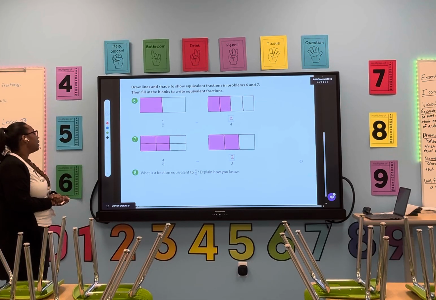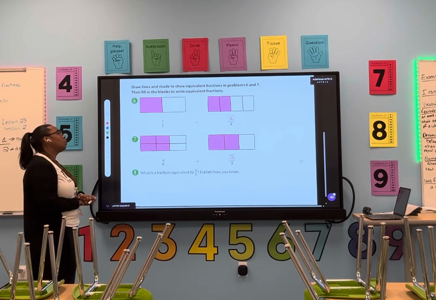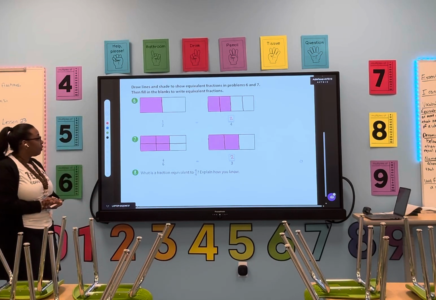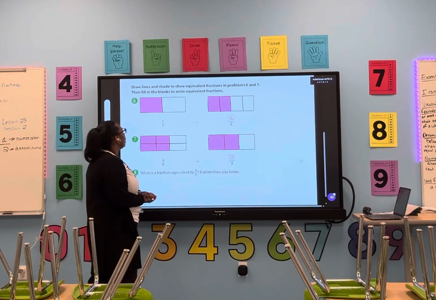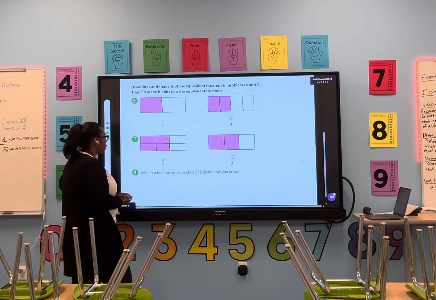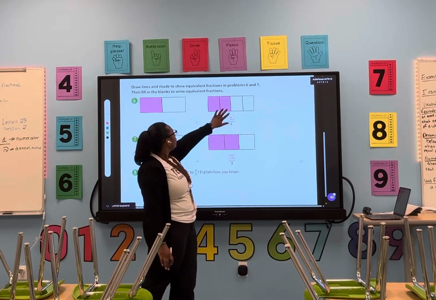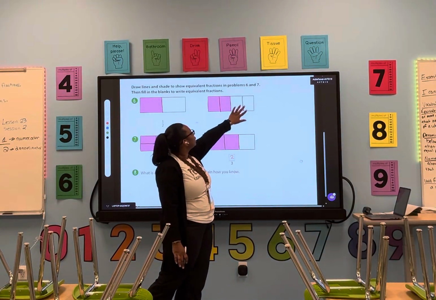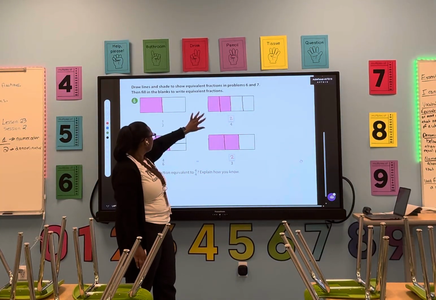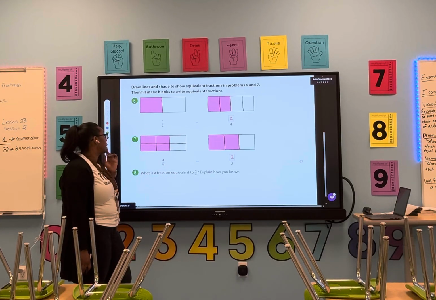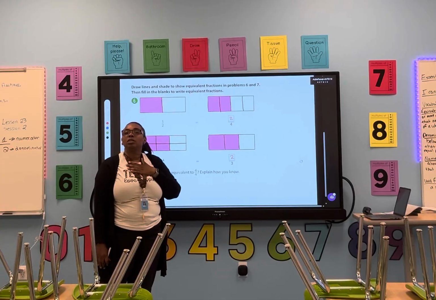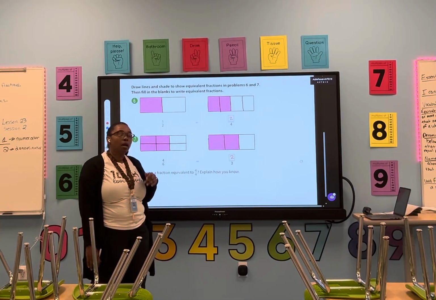Number 8 says, what is a fraction equivalent to 4/4? Explain how you know. So we can actually look at one of these. If I had a fraction that is equivalent to 4/4, let's look at these two models. And what I'm going to do, because the idea just clicked in my head, is do it on a number line. Let's do a number line.